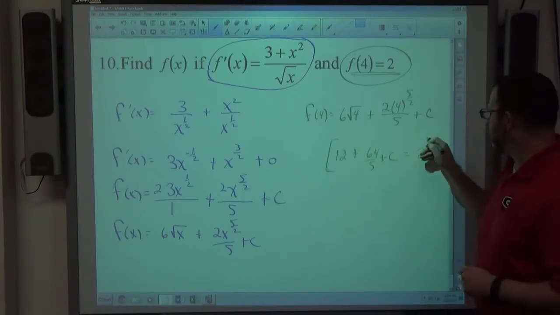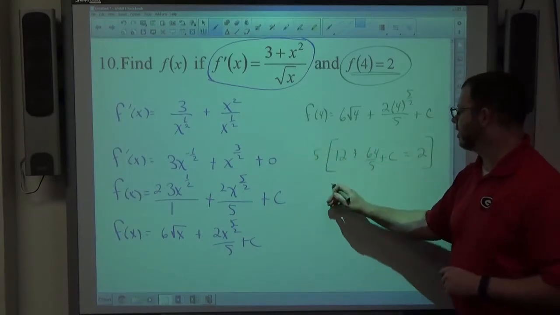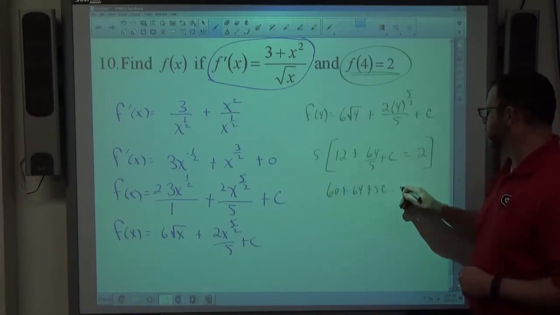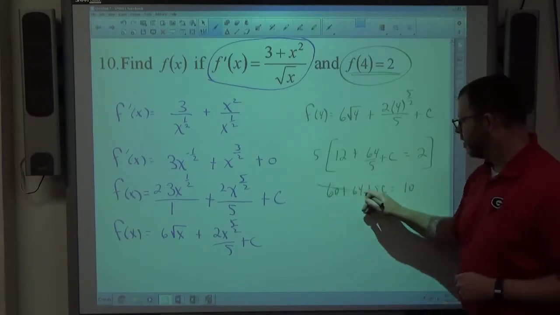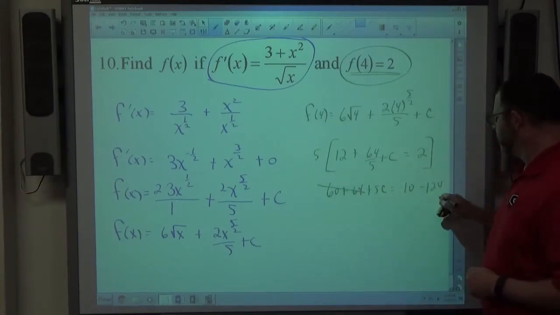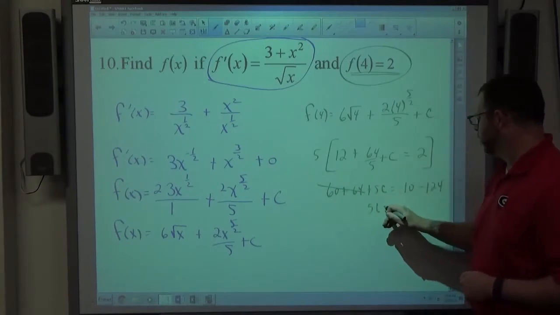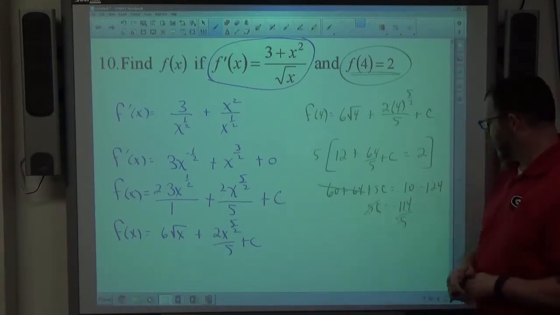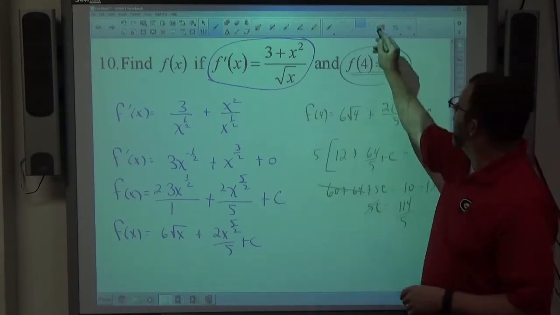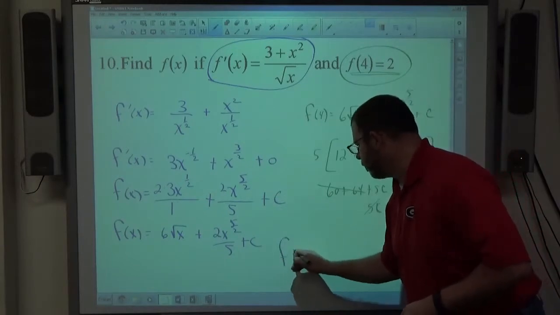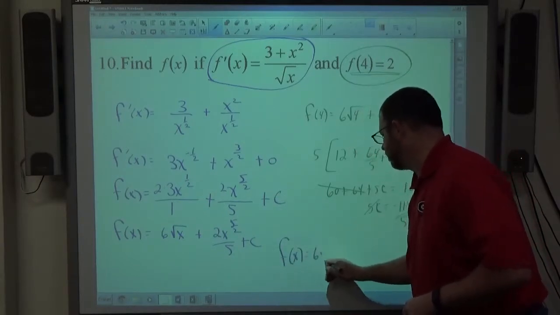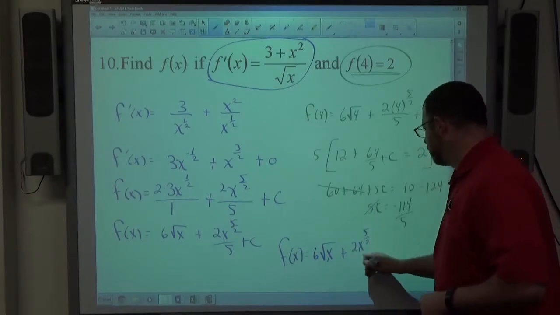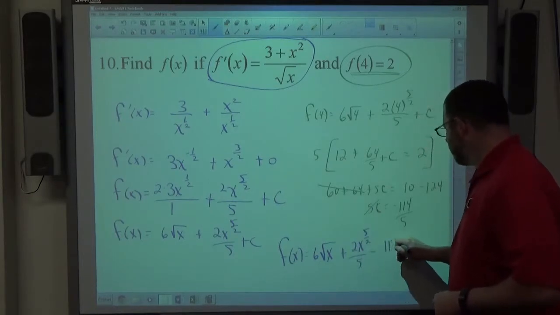I'm going to multiply everything by 5 to get rid of the fractions. I'm going to get 60 plus 64 plus 5c is equal to 10. Move the 124 over here. 5c is equal to negative 114, divided by 5. So negative 114 fifths. So f of x becomes what we already have, which is 6 times the square root of x plus 2x to the 5 halves over 5 minus 114 fifths.